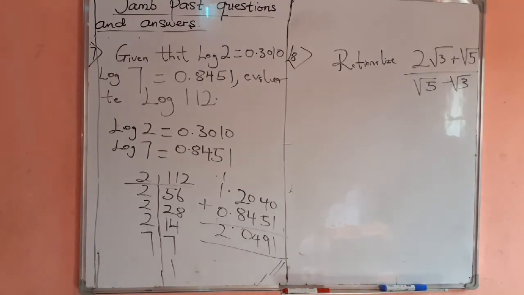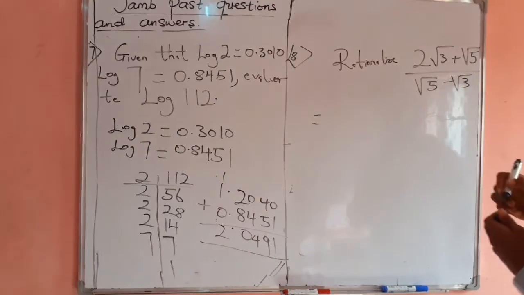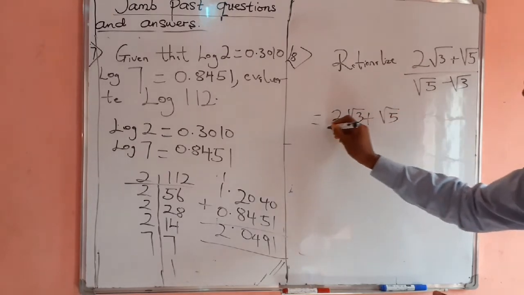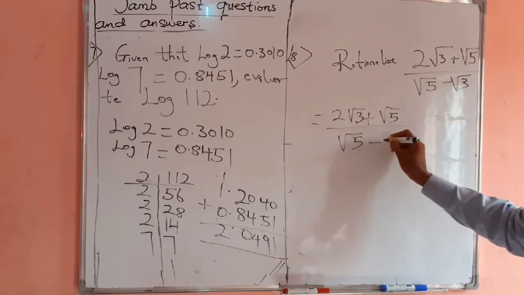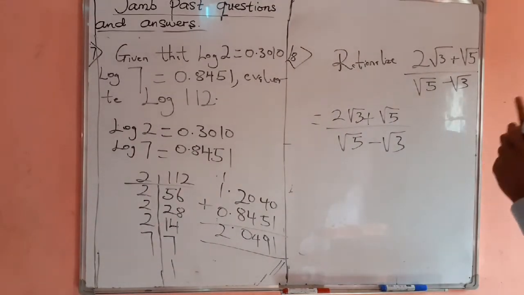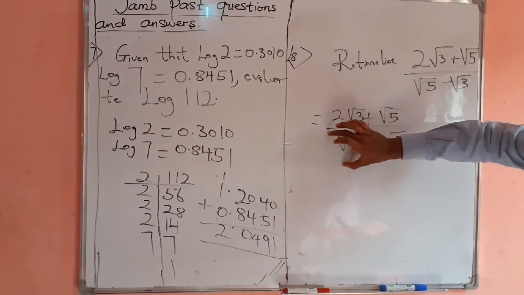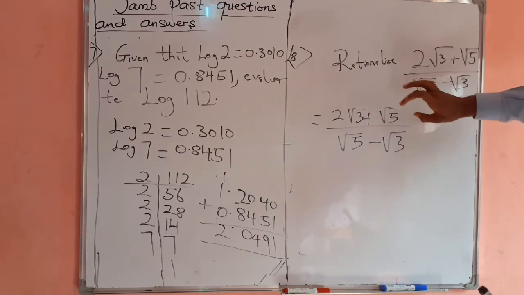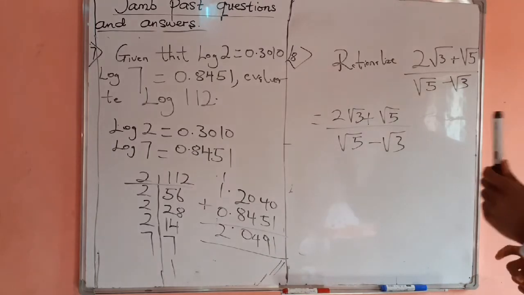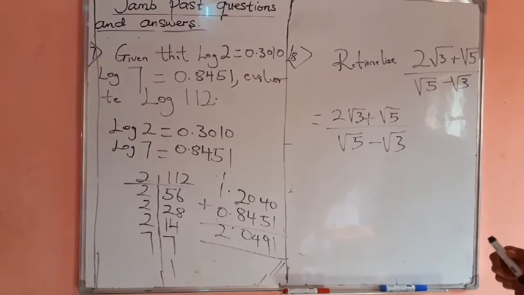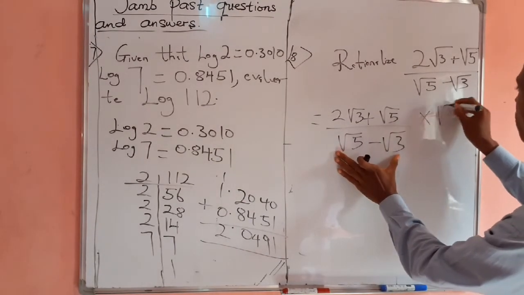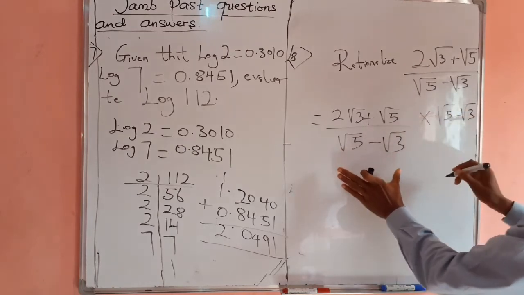So if we look at this question now, it equals 2 root 3 plus root 5 over root 5 minus root 3. And what is the rule of surds? When you are solving surds, you multiply the denominator on both the top and the bottom. And mind you, in the next step you change your signs. So we multiply by the denominator, which is root 5 minus root 3.